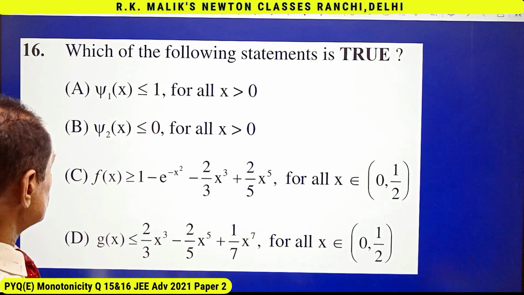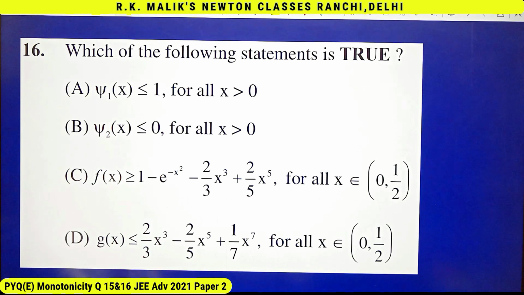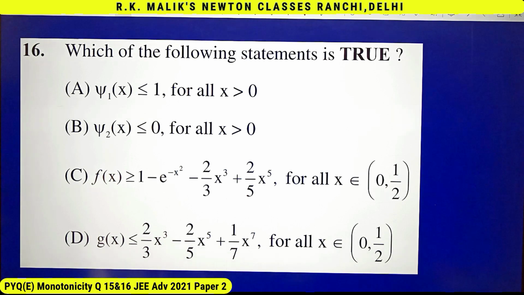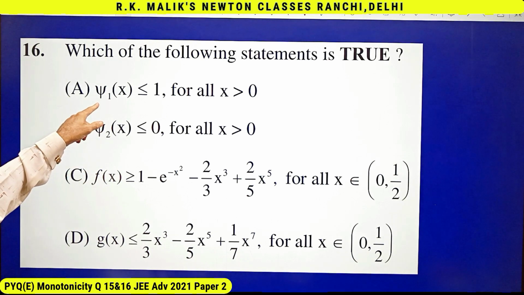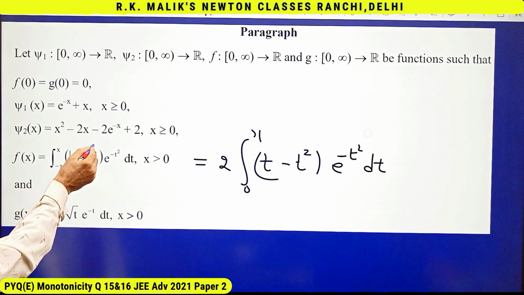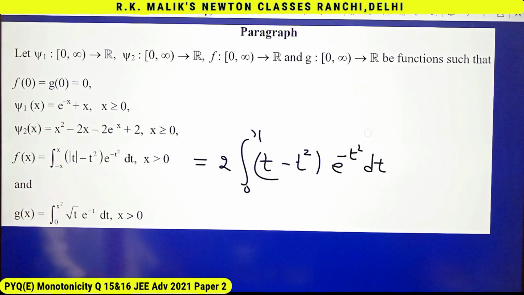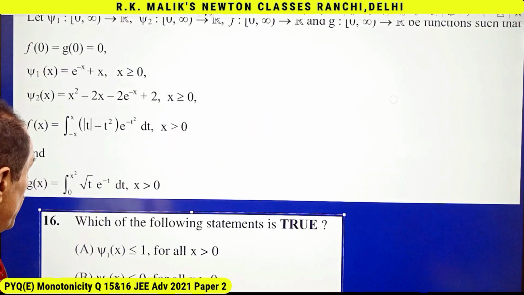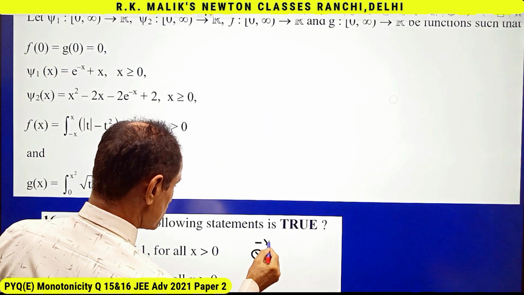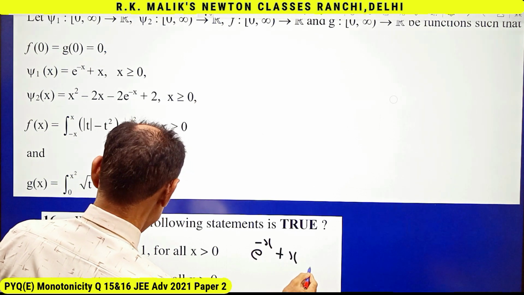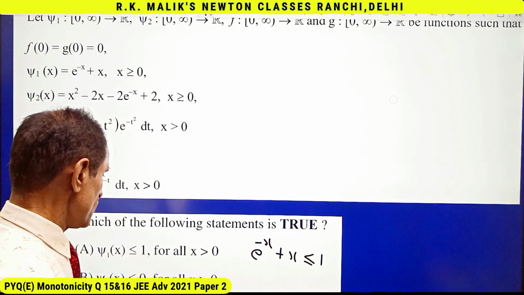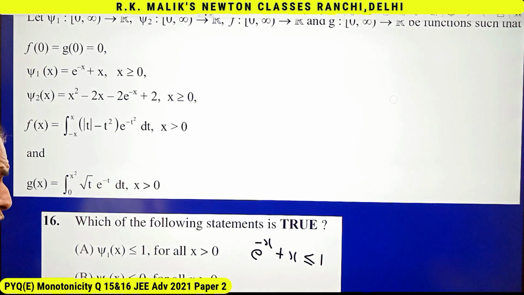Again, in this question also it is given that only one of the choices is correct. Hence the best will be to start checking from the easiest one. These two seem to be easier ones, and out of these two this will be easier because in the definition of psi 1 x this is given and in the definition of psi 2 x this is given. To check this thing means we have to check that e to power minus x plus x is less than or equal to 1 for all x greater than 0 is true or not.